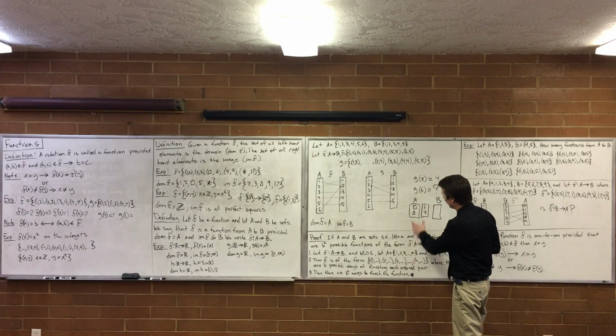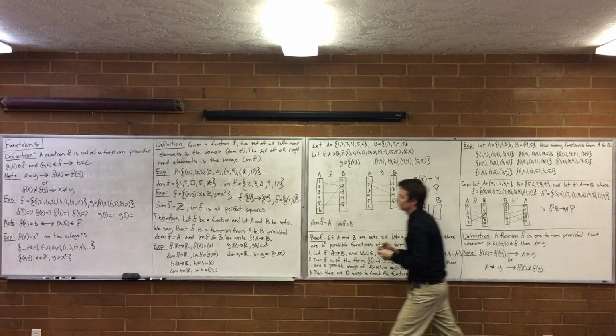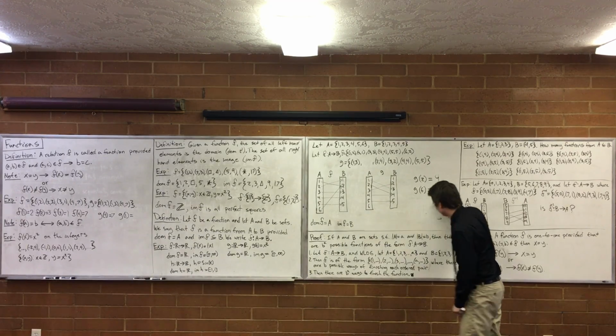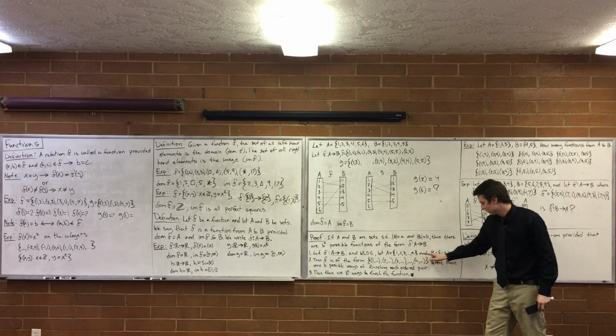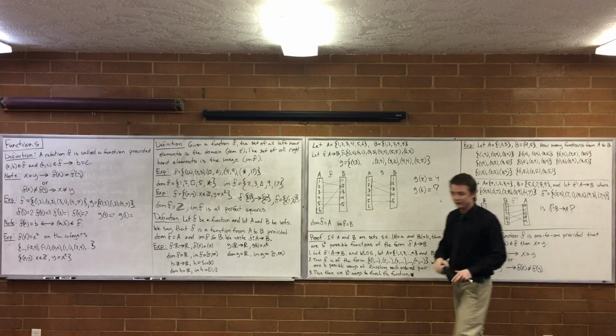Because the number of functions I can make from this is the same as the number of functions I can make from this. That's what I mean. So whatever A and B are, just replace them with sets that have the same size that A had and the same size that B had. You with me?